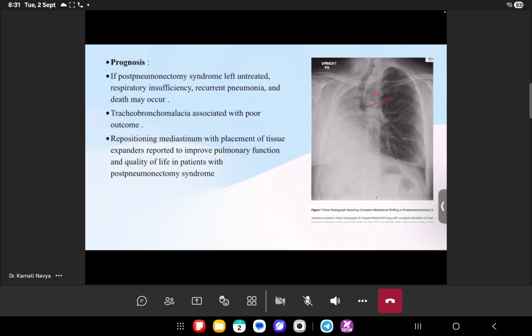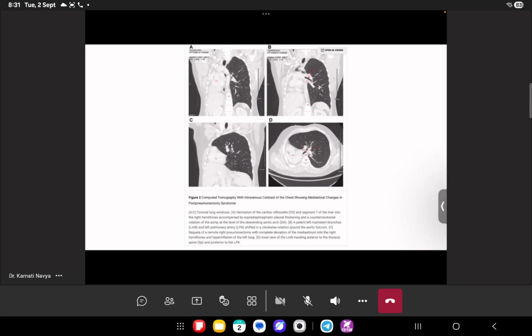This is an image showing the mediastinal shifting causing obstruction, pulling the left main bronchus towards the right side and causing this obstruction. This is the same X-ray and CT scan. Image A shows the herniation of the cardiac silhouette, and image B shows a patent left mainstem bronchus, and the left main pulmonary artery shifted in a clockwise rotation around the aortic fulcrum.